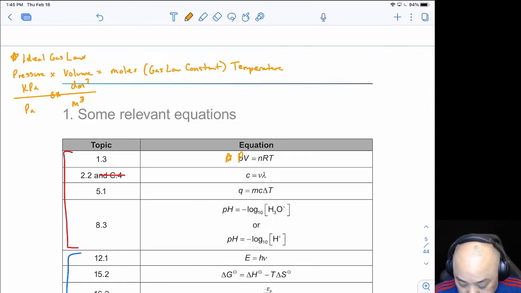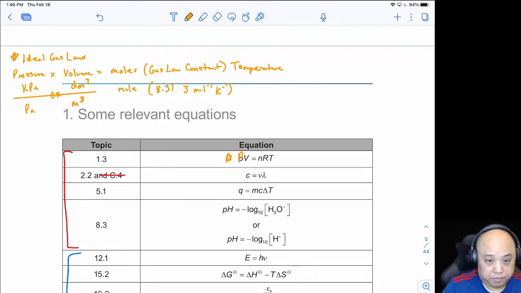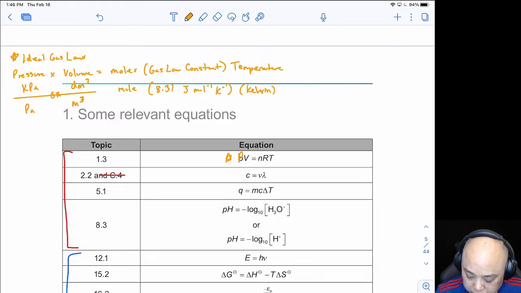Your moles is mole. Your gas law constant's 8.31 joules per mole per Kelvin. Okay. And your temperature is always in Kelvin. There's really never a time in IB chemistry, or any chemistry for that matter, where you really want the temperature in Celsius. Because any calculation that you can do should be in Kelvin.